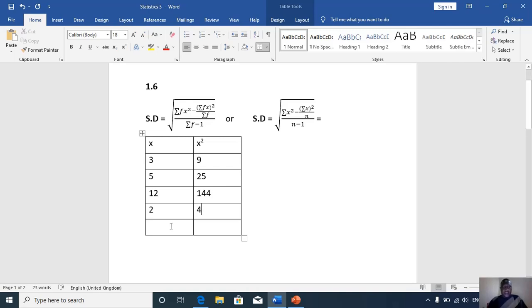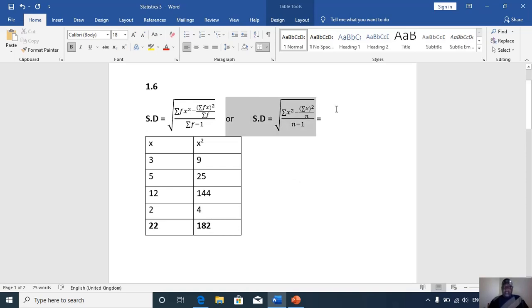Summation of x, we are adding 3 plus 5 plus 12 plus 2. When you add those things, you must get 22. The summation of x squared, 9 plus 25 plus 144 plus 4, that should give us 182. So you should get 182. Well, now we have what we need.